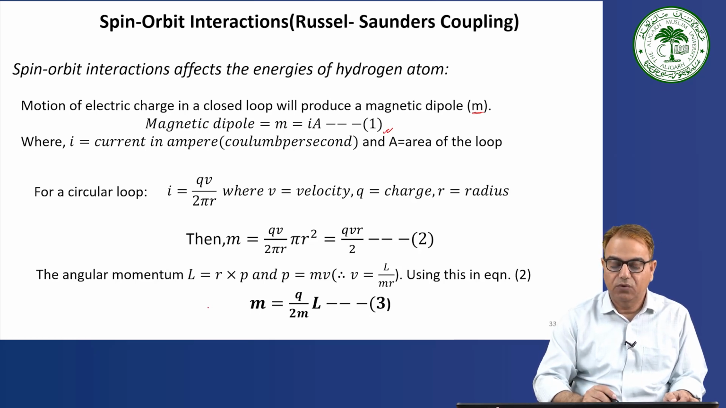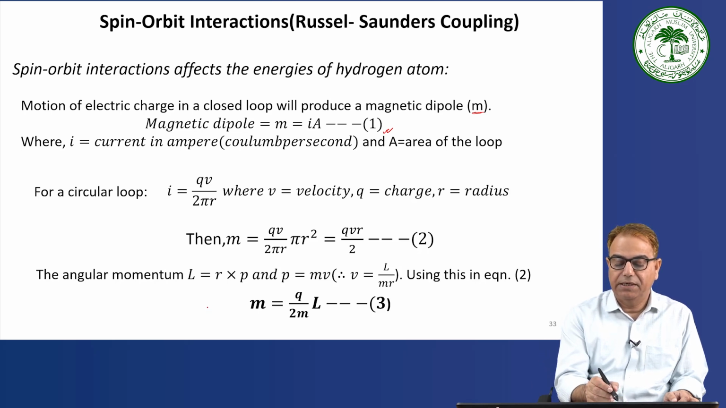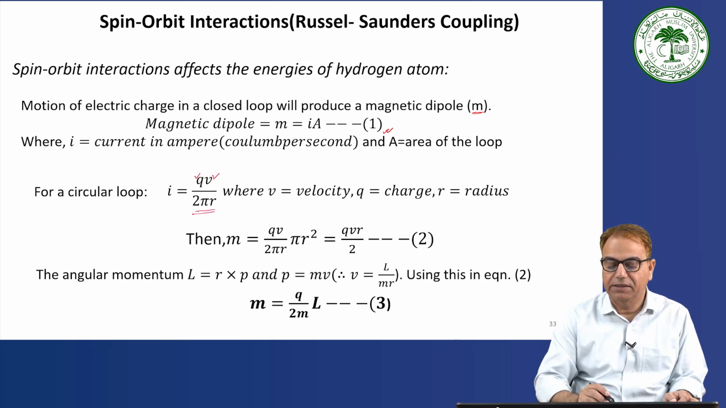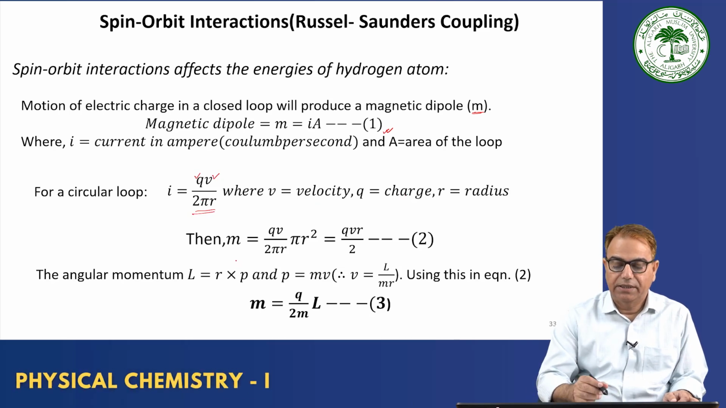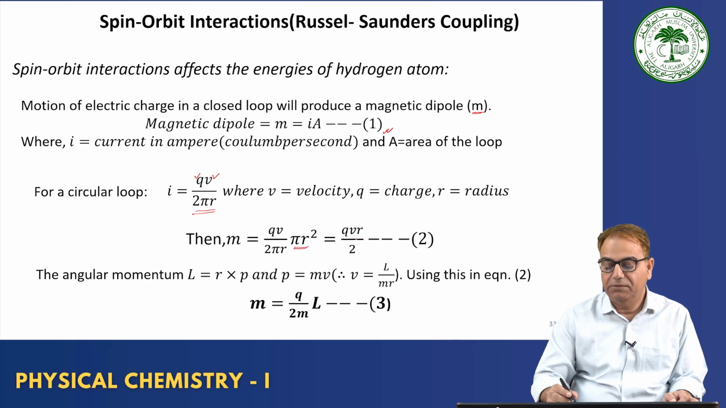For a circular loop, the current I can be given as charge into velocity divided by 2 pi r, because it's a circular path. Using this equation, where V is the velocity, Q is the charge and r is the radius, the magnetic dipole becomes Qv divided by 2 pi r multiplied by A, and the area of the circle is pi r square. So this becomes Qvr divided by 2. This magnetic dipole is Qvr by 2.